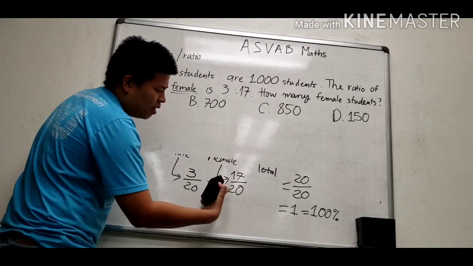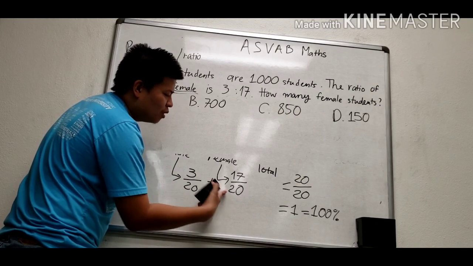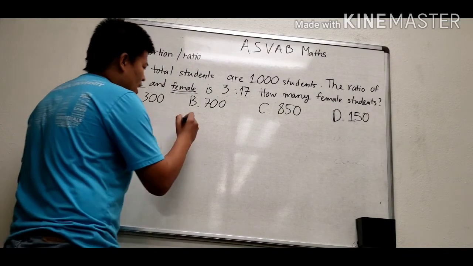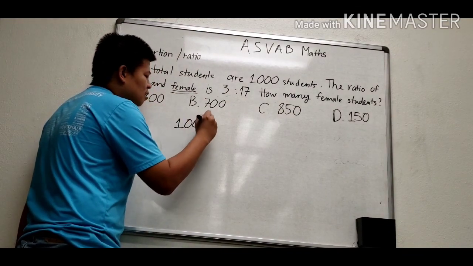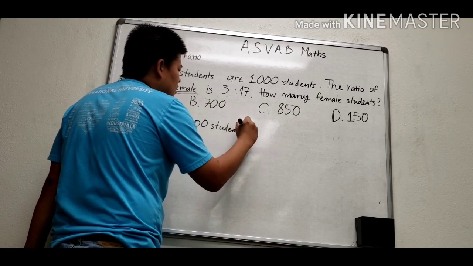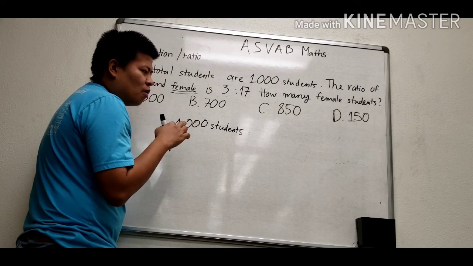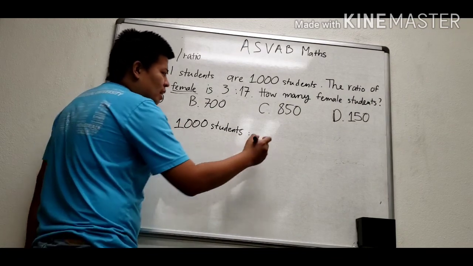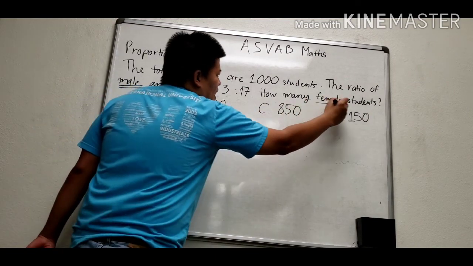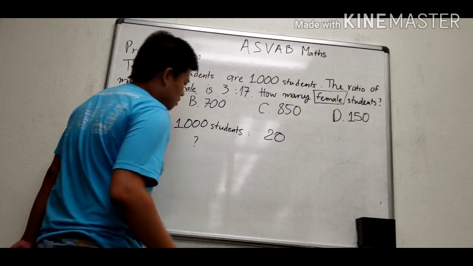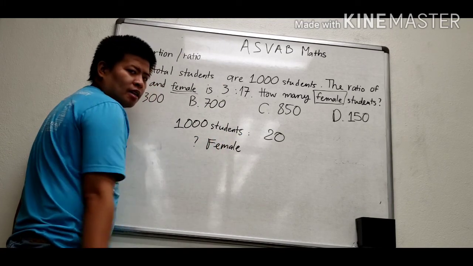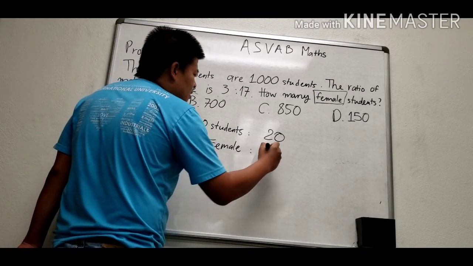So the ratio is 17/20 for female. We have 1,000 students, and we know that the proportion for the whole population is 20. The question asks how many female students there are, so we put the female in here, and we get 17.